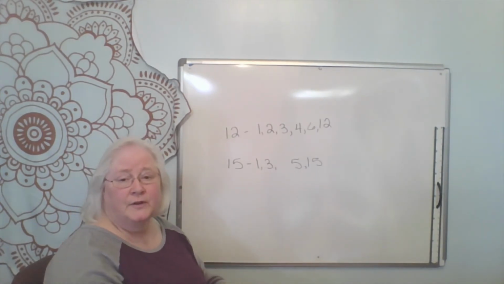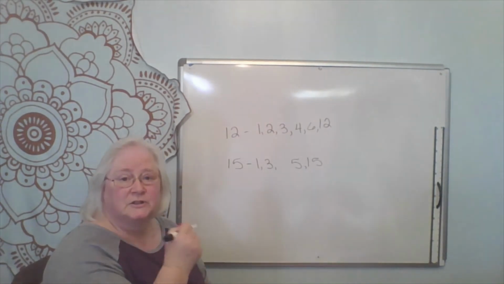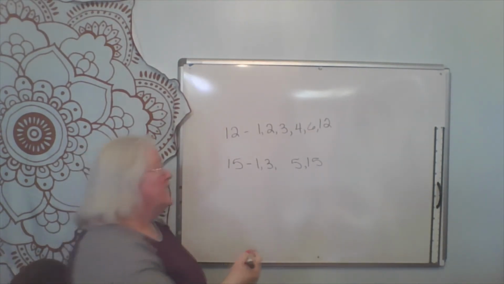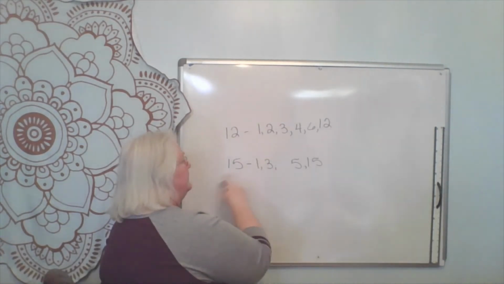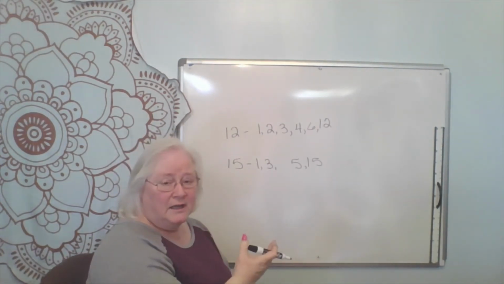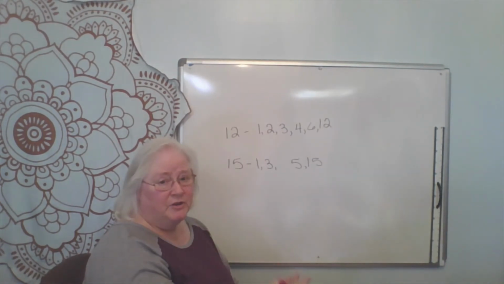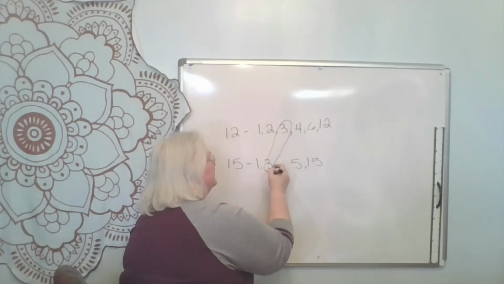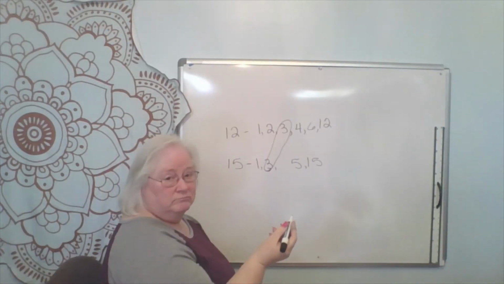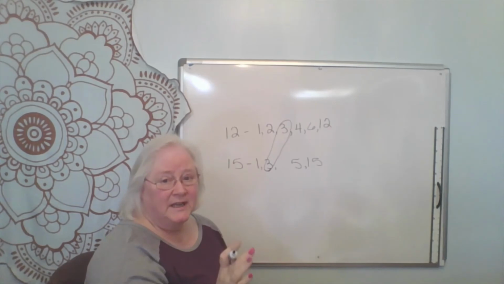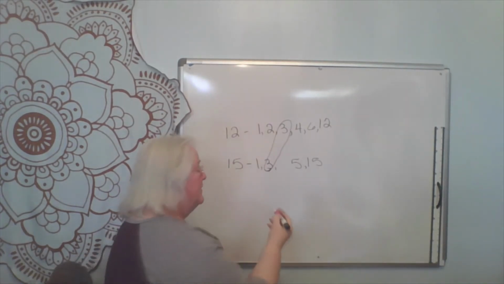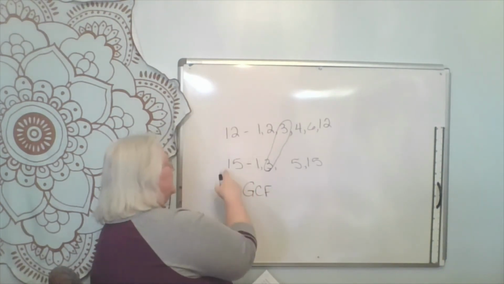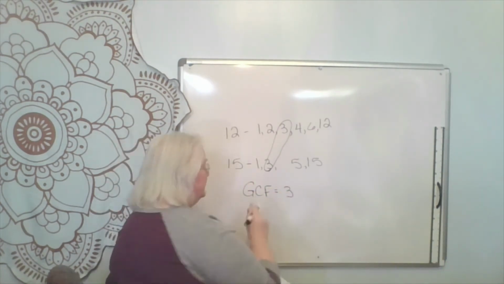So those are the factors of 15. Now, we're looking for the common factors. You don't really have to do the 1 if you don't want to, because 1 is a factor of every number. We know that 3 is in both, and that's it. Since that is the only common factor, the GCF of 12 and 15 is equal to 3.